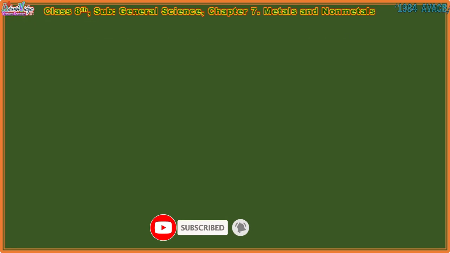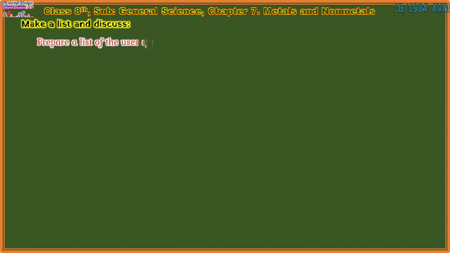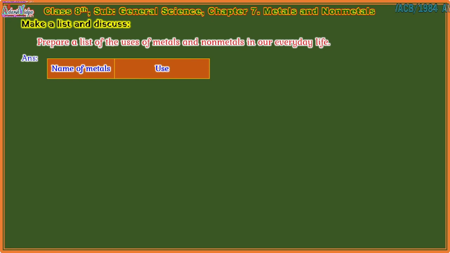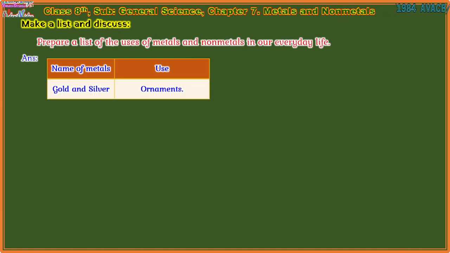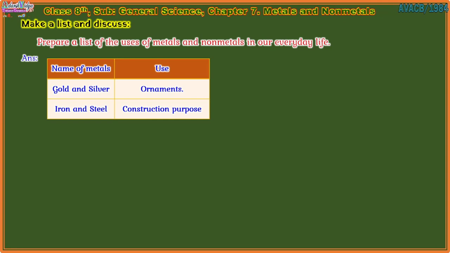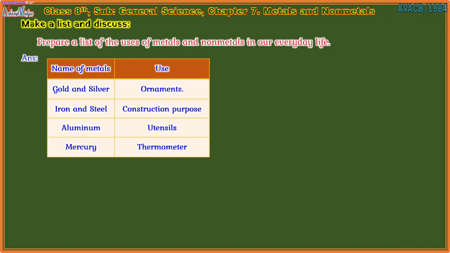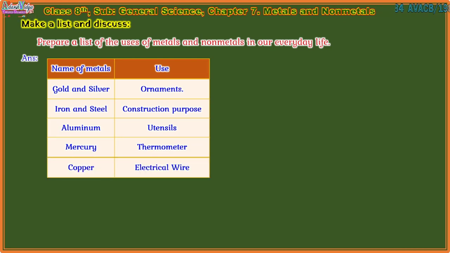Next question is activity. Prepare a list of uses of metals and non-metals in our everyday life. Answer is: name of metal is gold and silver, its use is ornaments. Name of metal is iron and steel, its use is construction purpose. Name of metal is aluminum, its use is utensils. Name of metal is mercury, its use is thermometer. Name of metal is copper, its use is electrical wire.